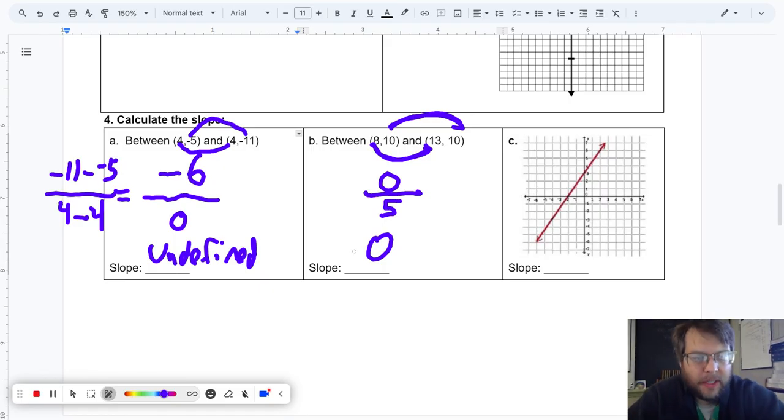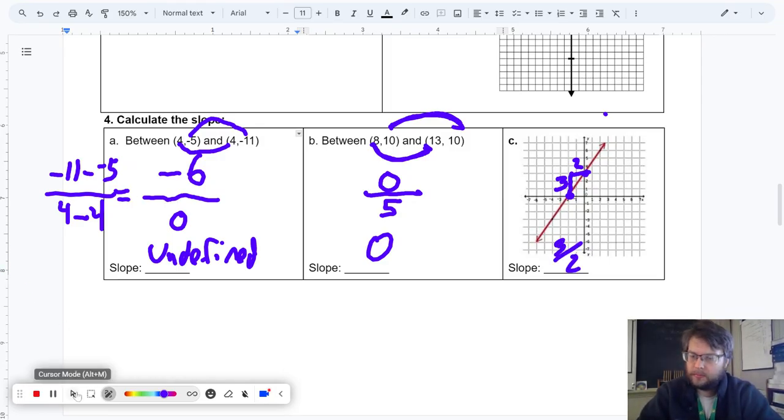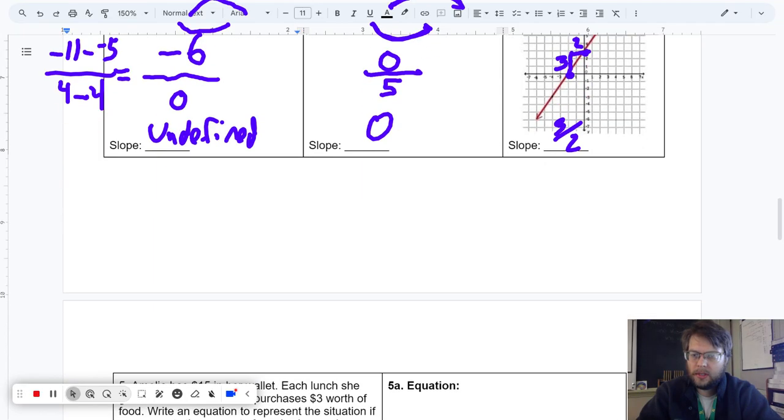For the slope of this line here, I've just got to find some good points where it crosses. This looks like it crosses exactly through a point there. And maybe this one here. So it looks to me like we're going up by 3 and over 2. That's my rise over run, 3 over 2. All right, scooting on down.